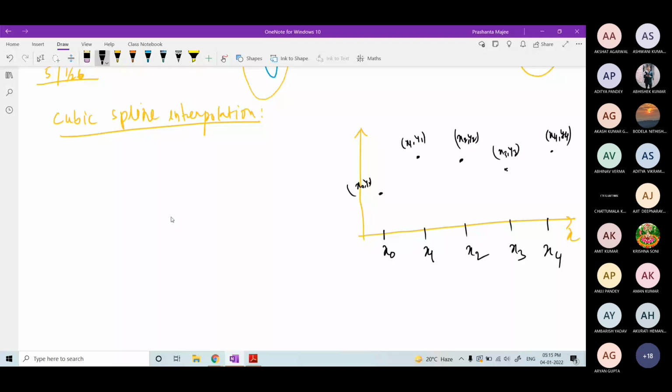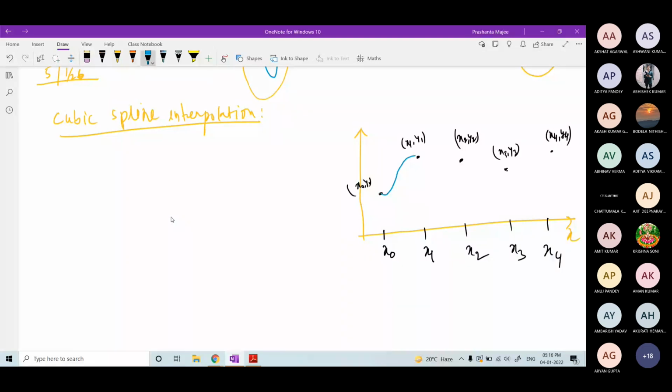But here what we are planning to do, we are not bothering how many data points are there. We are always going to approximate the data points by a third degree polynomial. How? Two consecutive data will be joined by a third degree polynomial. So x0, y0, x1, y1 will be connected by a third degree polynomial. So this is P1(x). It is a polynomial of degree 3.